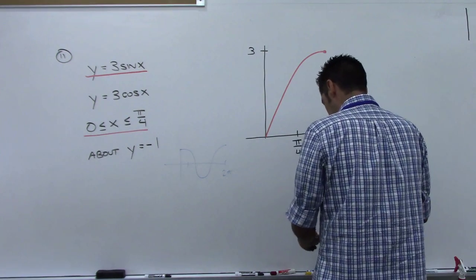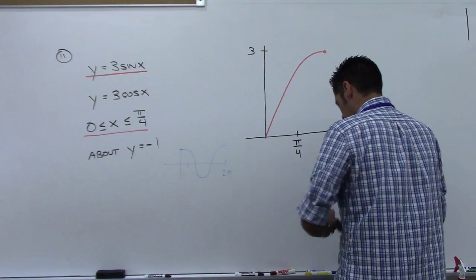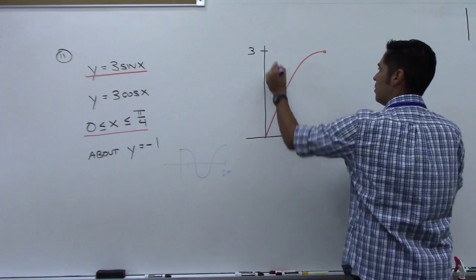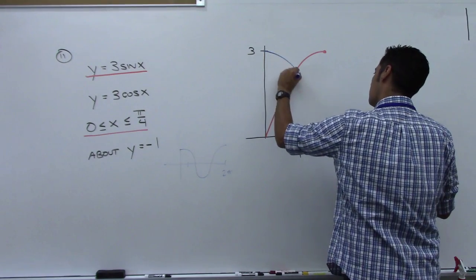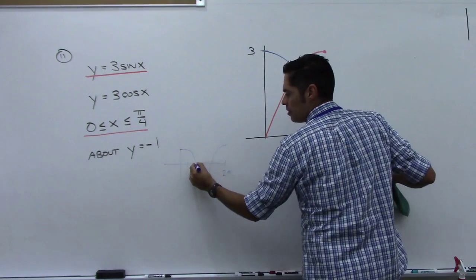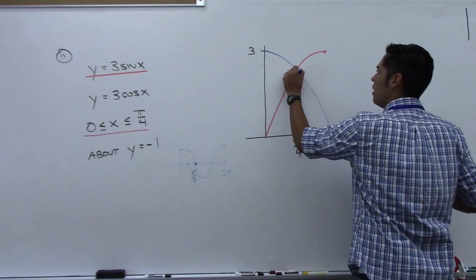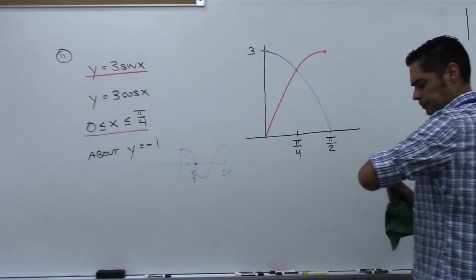All right, so 3 cosine of x would start up here, and at pi over 2 it would be 0, so it looks like this. Okay, so this is pi over 2. Pi over 4 is in here, so somewhere in there they hit each other like that.